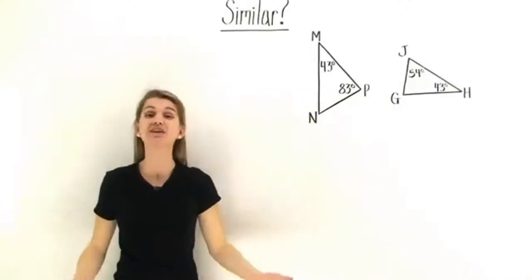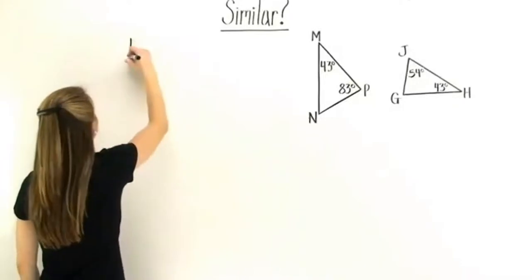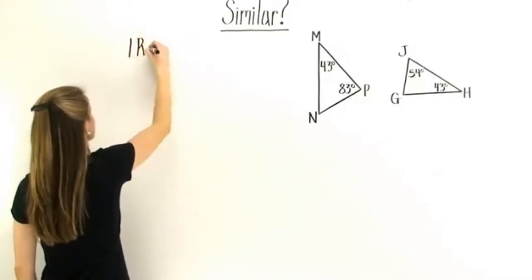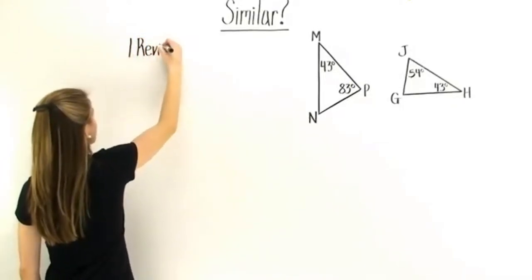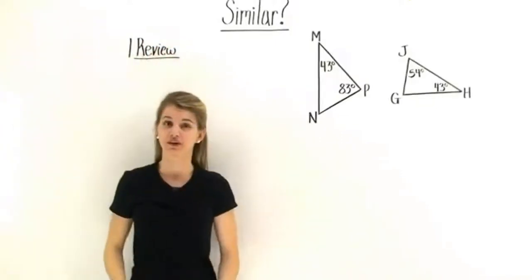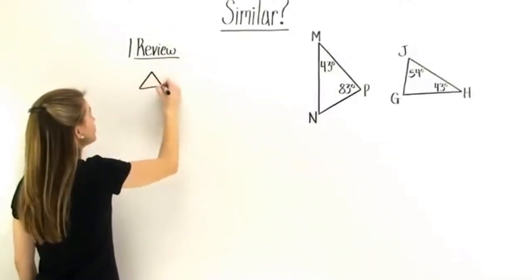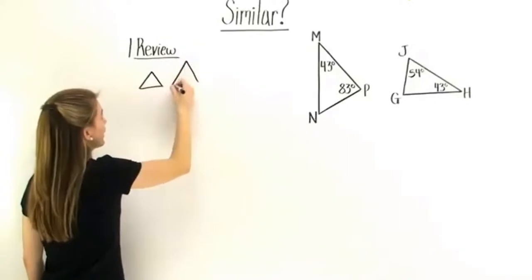Are these triangles similar? How do you know? Since we're trying to see if these two triangles are similar, it might be helpful to first review the triangle similarity postulates. In other words, the different ways we can show that two triangles are similar. One way we can show that two triangles are similar is if we have two pairs of congruent angles.